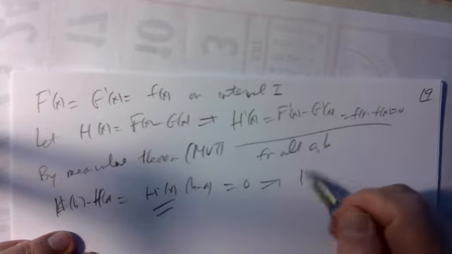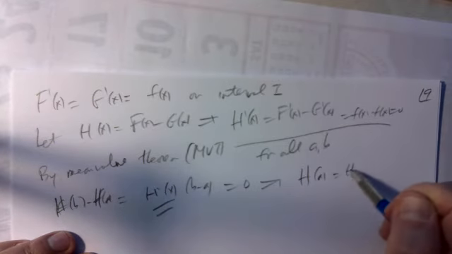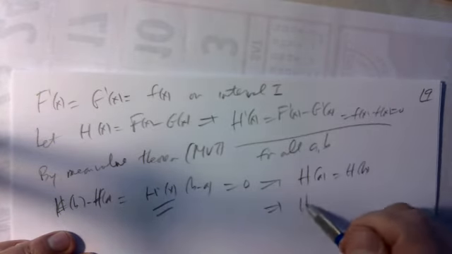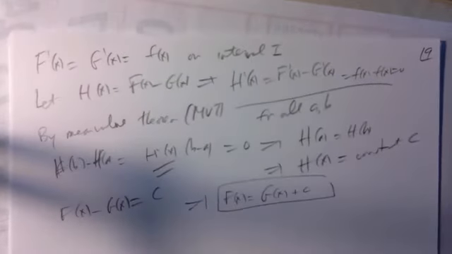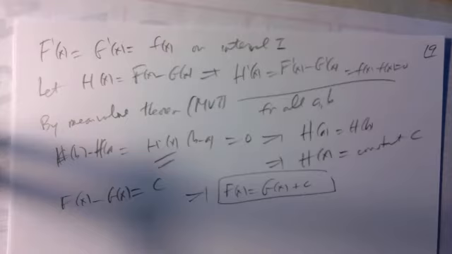So for every a and b, h of a equals h of b, which implies h of x is a constant, c. So f of x minus g of x is c, or f of x equals g of x plus c. So whenever you have two functions that are antiderivatives of the same function, they differ just by a constant. So that's an important fact to know.